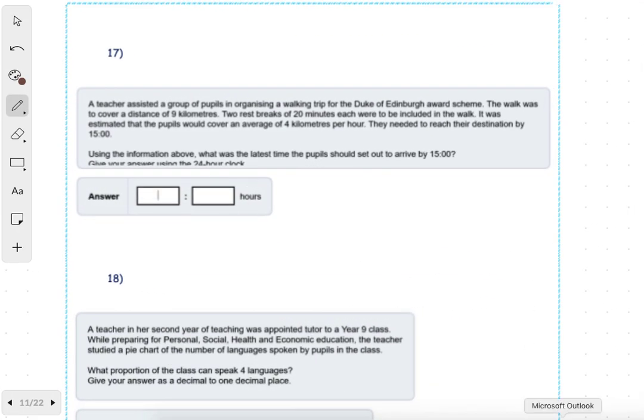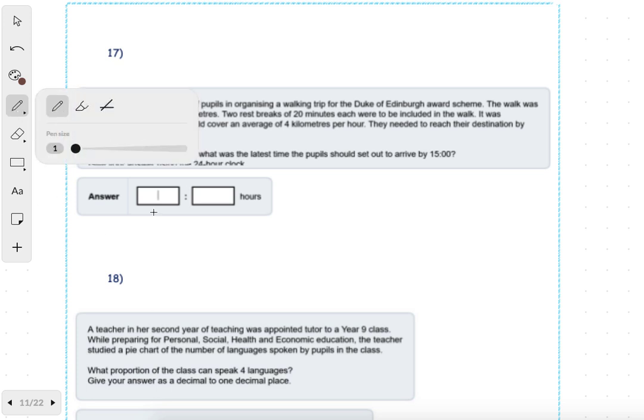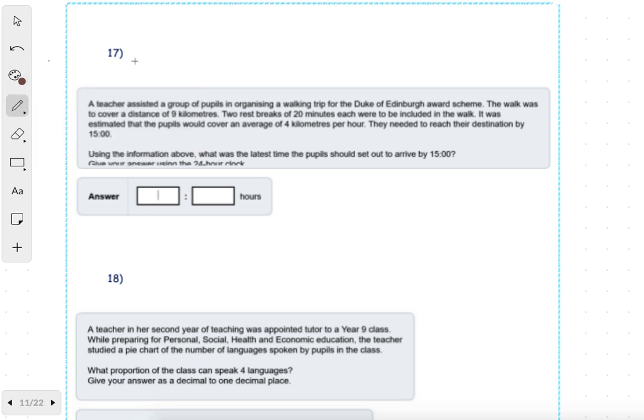Okay, jump into question 17 then. Well, 17 and 18 on this page. Question 17 is a speed, distance, time question. People do struggle with speed, distance, time. I'm not going to teach you speed, distance, time in this video. I've got separate videos for that. I'm just pointing out the common mistakes.